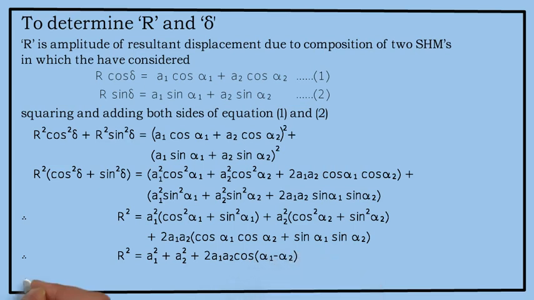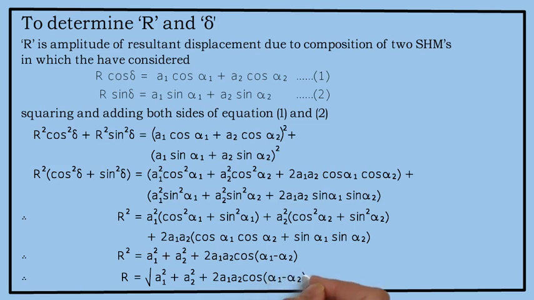So now we are left with r square is equal to A1 square plus A2 square plus 2A1 A2. The above bracket, that is cos alpha 1 cos alpha 2 plus sine alpha 1 sine alpha 2, is the expansion of cos alpha 1 minus alpha 2. So r is equal to square root of A1 square plus A2 square plus 2A1 A2 cos alpha 1 minus alpha 2 whole square root.